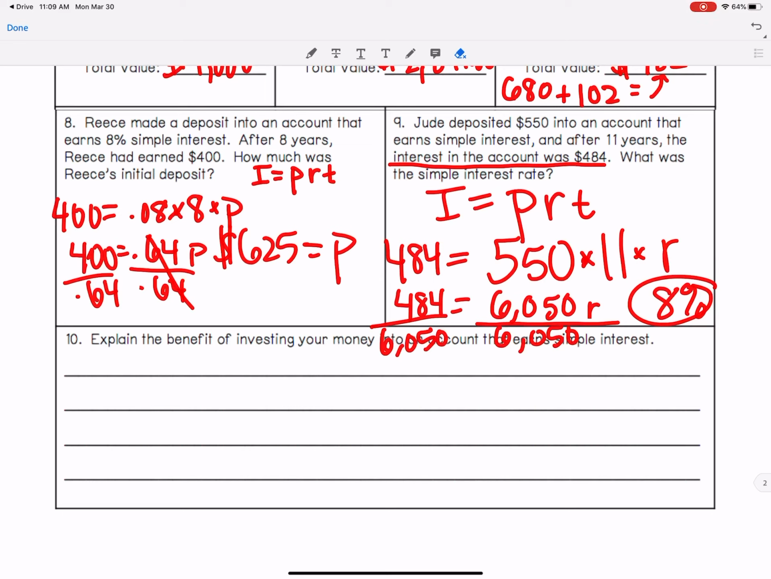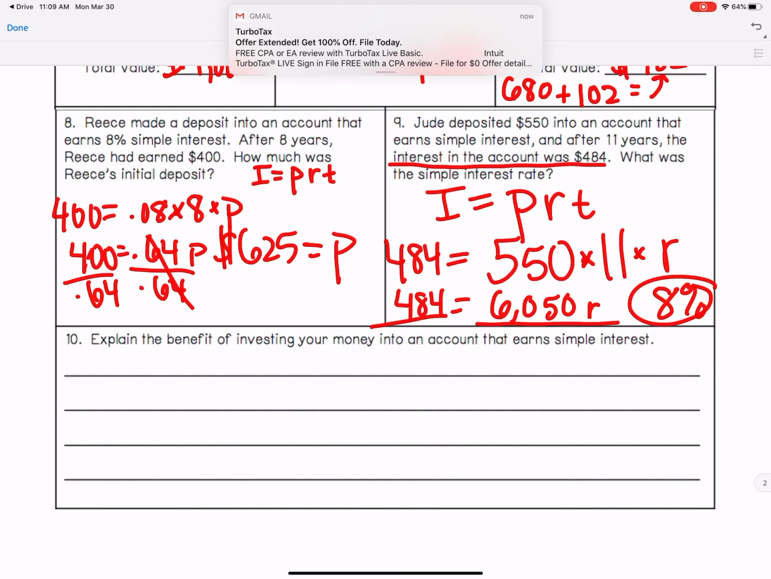So question 10, and I'll erase this, says, explain the benefit of investing your money into an account that earns simple interest. So one of the benefits is, and I'll just read this out loud to you first and then I'll write it all down. When you invest your money into an account with simple interest, you earn extra money or interest and it grows over time. That's so cool. However, the value of money in the piggy bank will not increase as time passes. So that is why investing your money into an account is awesome, because you get simple interest.